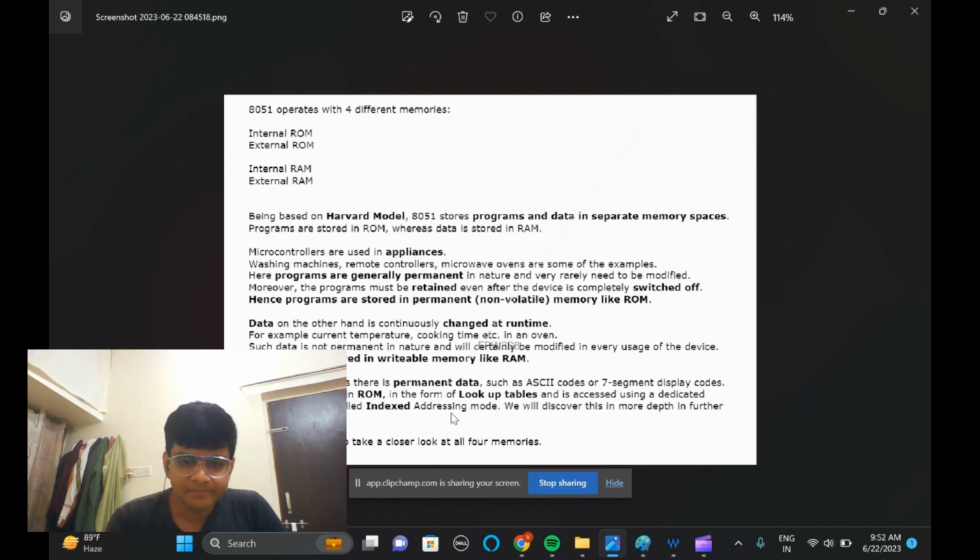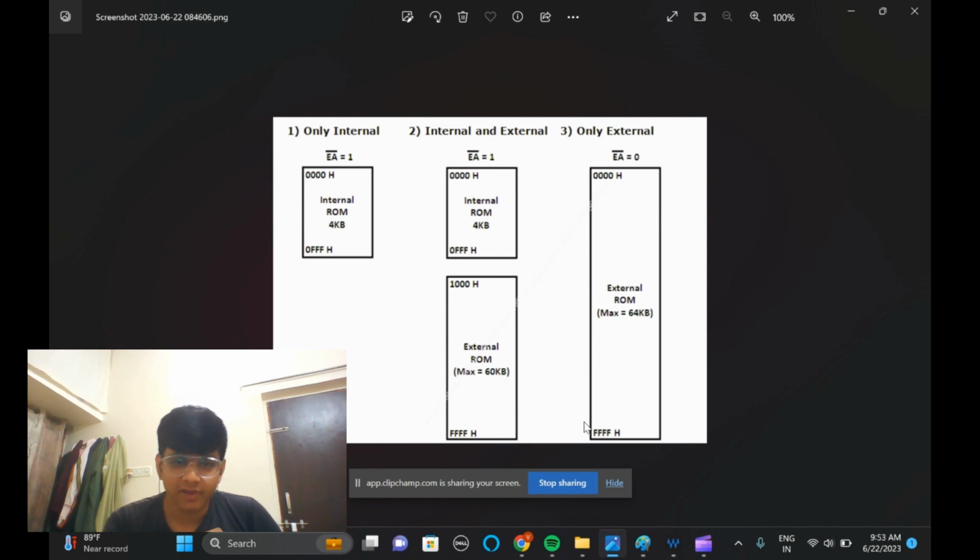So such data is stored in ROM in lookup tables. I will explain what the lookup tables are and how to fetch them. We will fetch them using indexed addressing modes, and addressing modes are the next topic, which is harder than this, but nothing is harder, I will make it simpler. So let's take a closer look at all these four members, and start with the first, ROM.